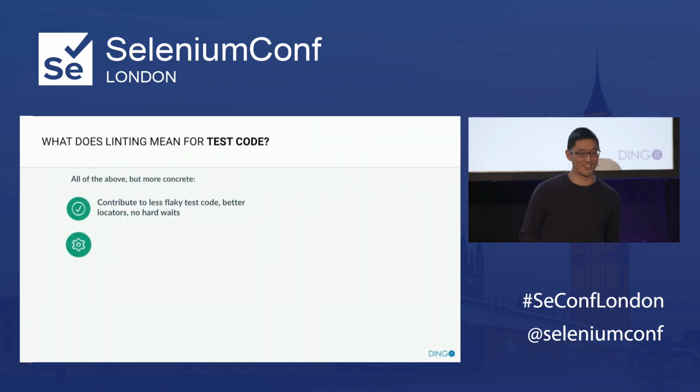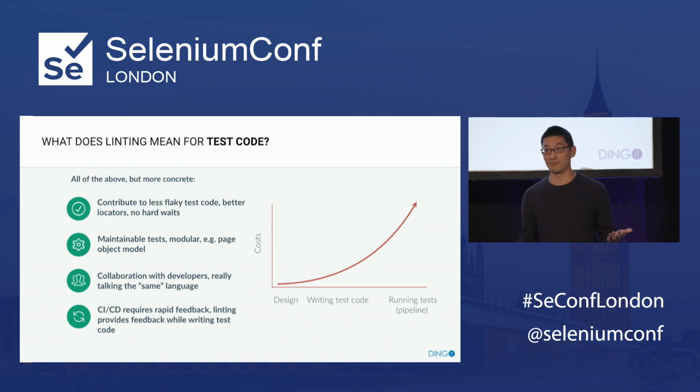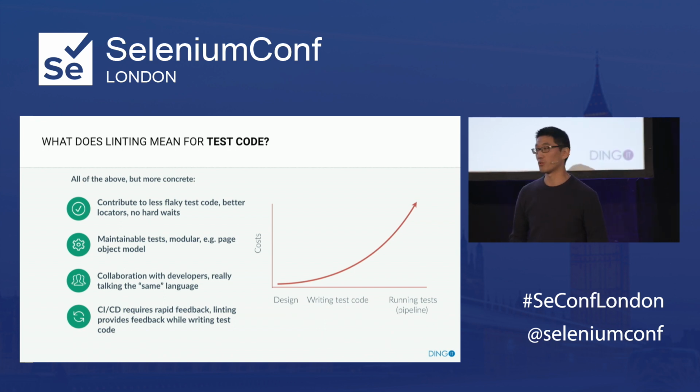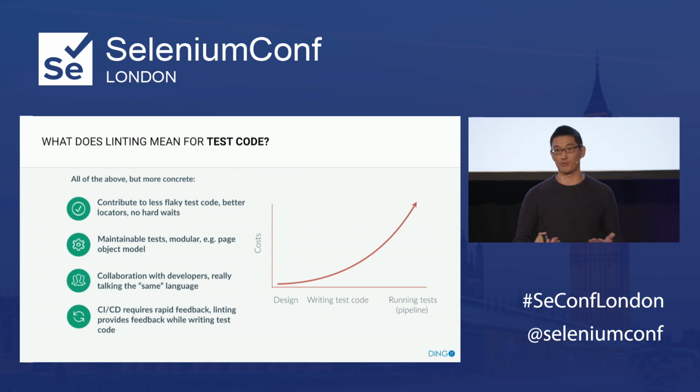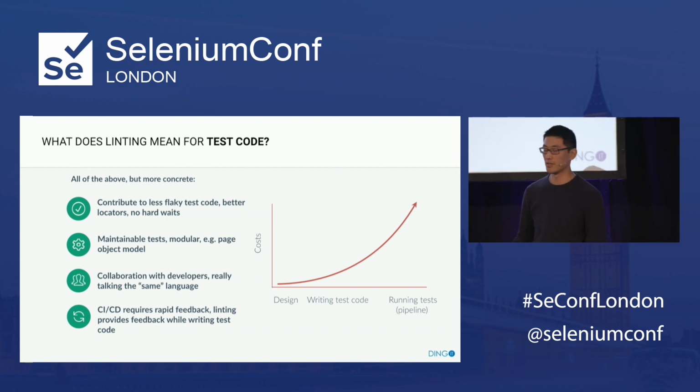Well, that's all great, but what does it mean for test code, right? Well, actually, all of the above. It's the same. It's software. It's source code. But to be more concrete, if you look at WebDriver test code, it can contribute to less flaky tests, because it can scan for, you're using a bad locator, or this might not work. Hard waits, like use explicit waits. It can help you in improving the code while you're writing it.